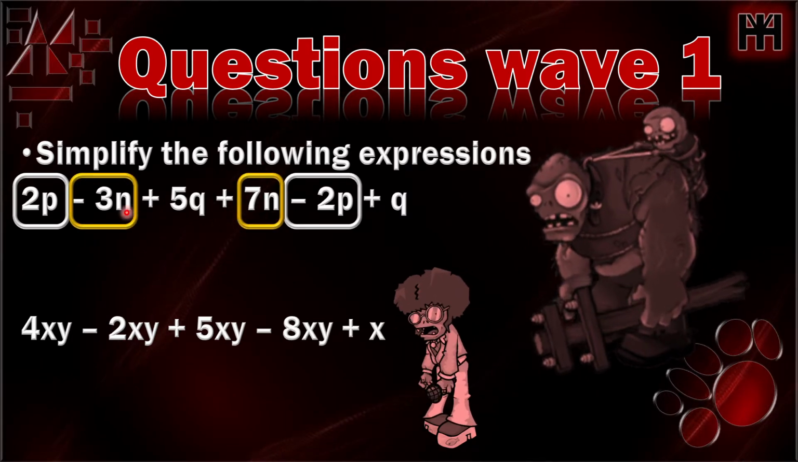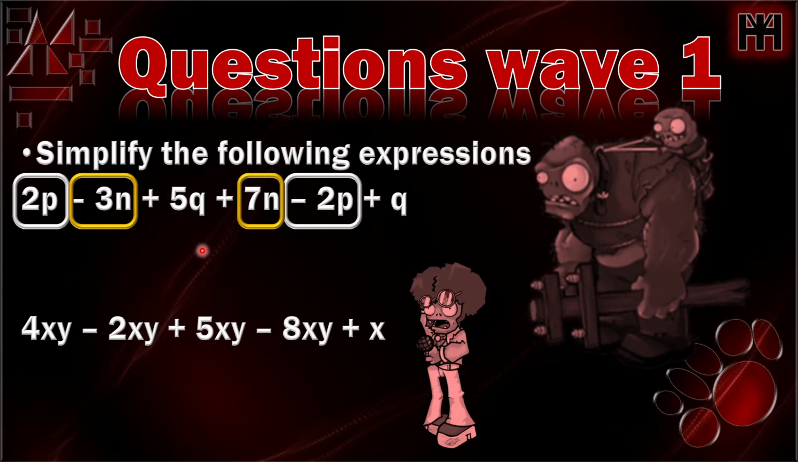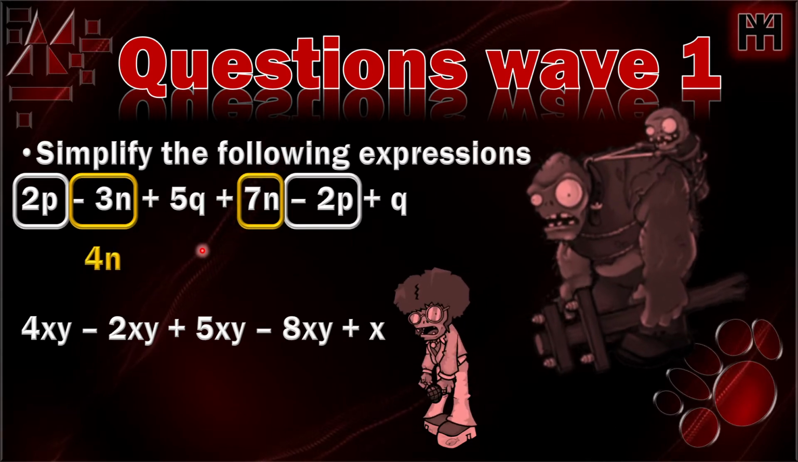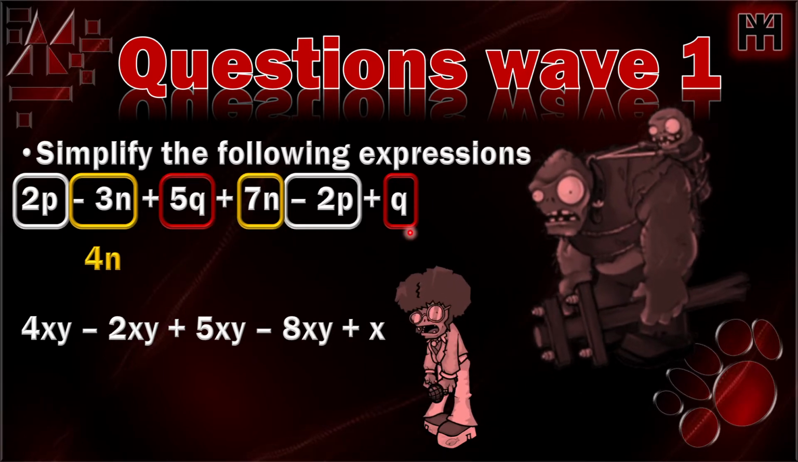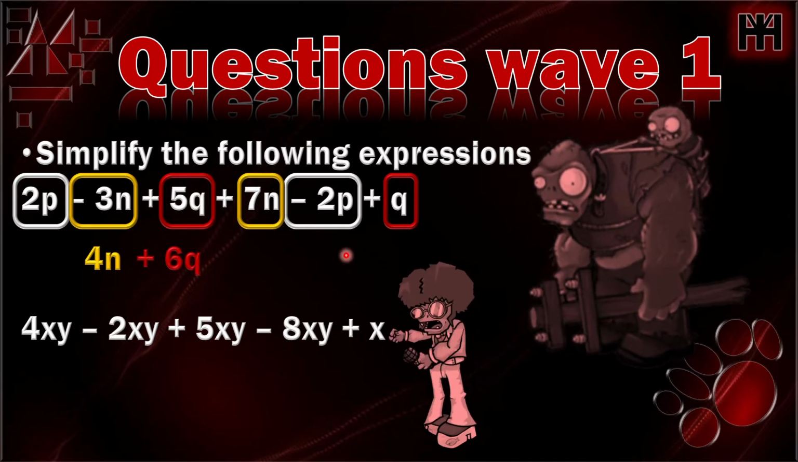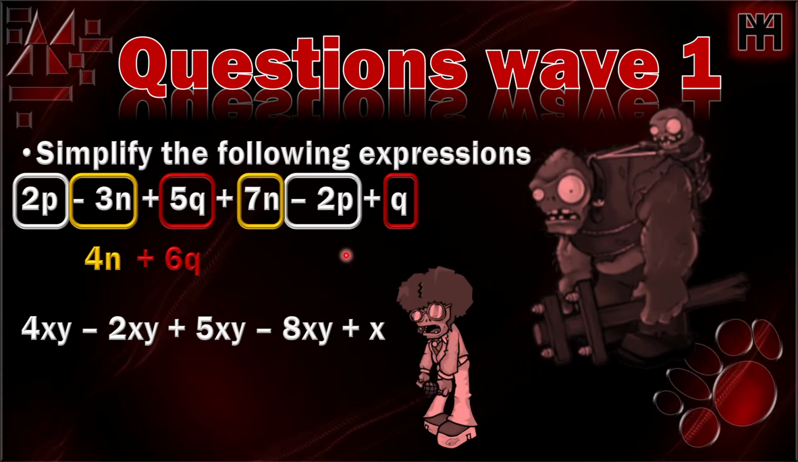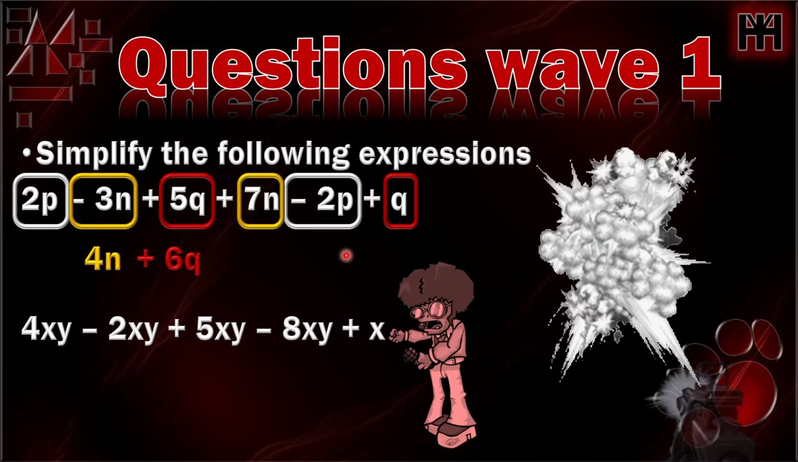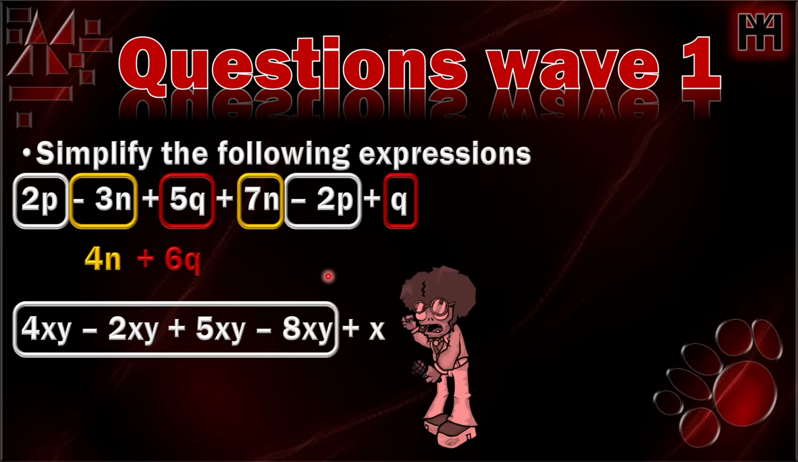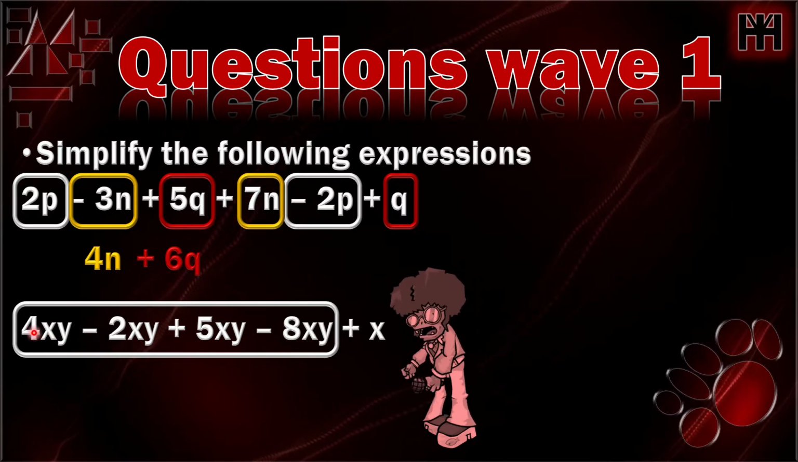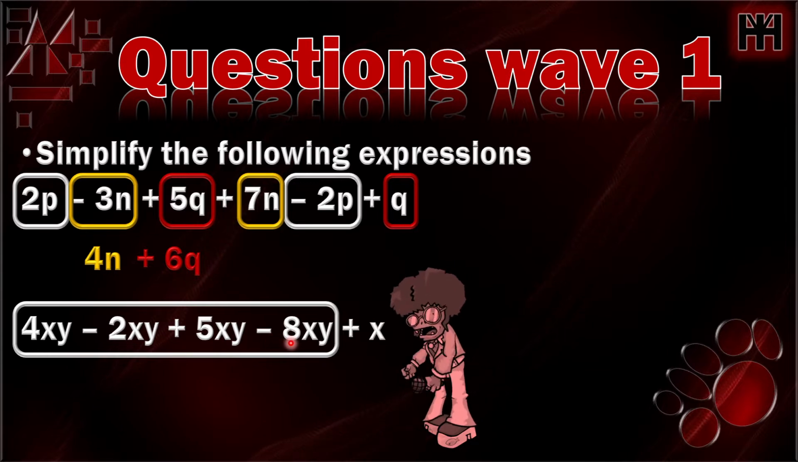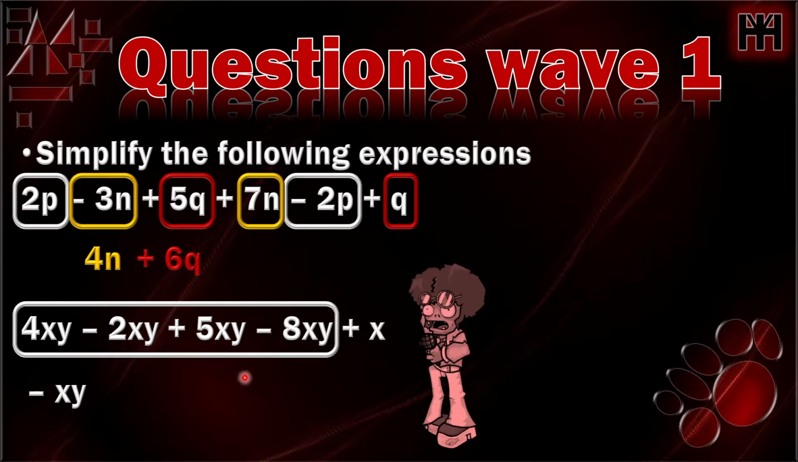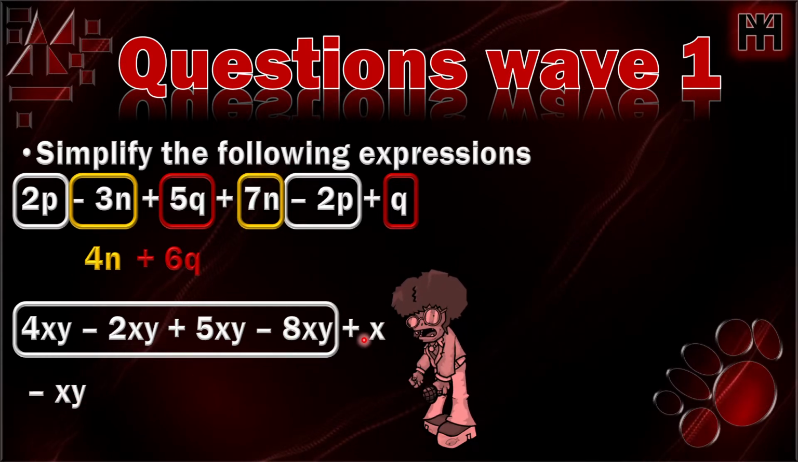And we have negative 3n and 7n. So the remaining will be 4n. And last, 5q and q. So the result will be 6q. Okay. We will gather the like terms here. So we have 4xy minus 2xy plus 5xy minus 8. We'll gather them all, so we'll have negative xy plus x.